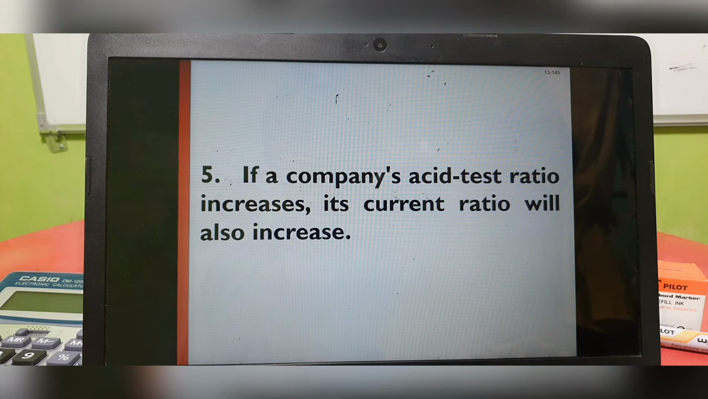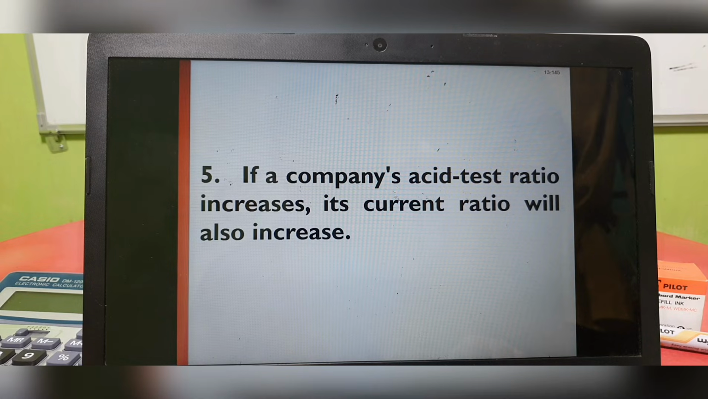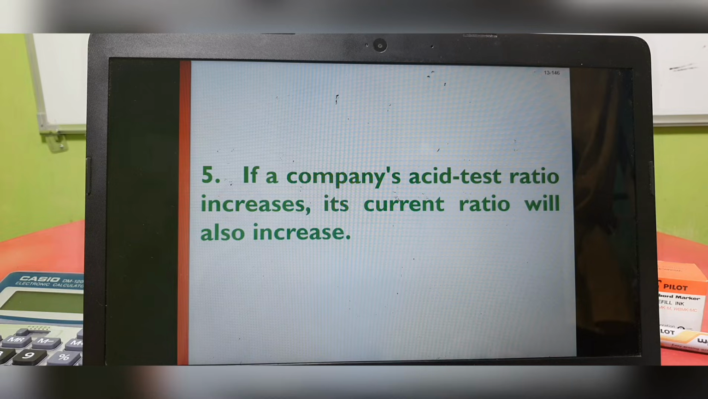Okay? If a company's acid test ratio increases, its current ratio will also increase. Remember, acid test is quick ratio. So, quick assets ang kasama rito. Pag tumaas yan, its current ratio will also increase. The answer is yes. Pero pag binaliktad natin, current ratio nag-increase, it doesn't really mean na pati yung quick ratio mag-i-increase din. Okay? Pero pag quick ratio ang tumaas, automatically current ratio will also increase. The answer is nag-green, so it's true.